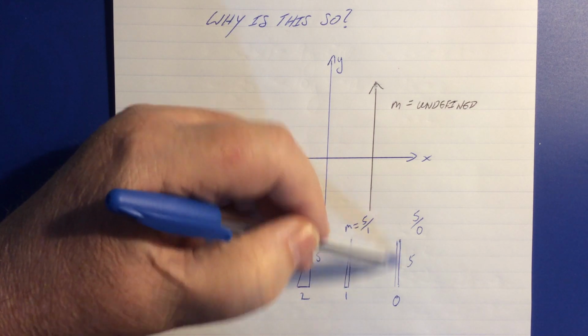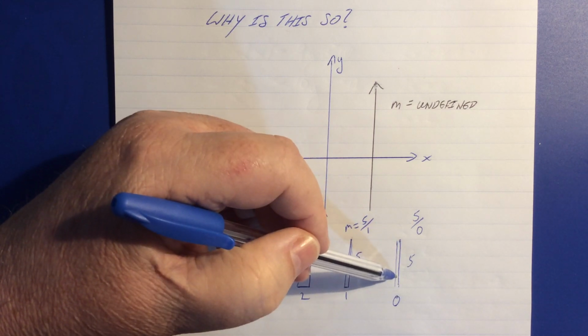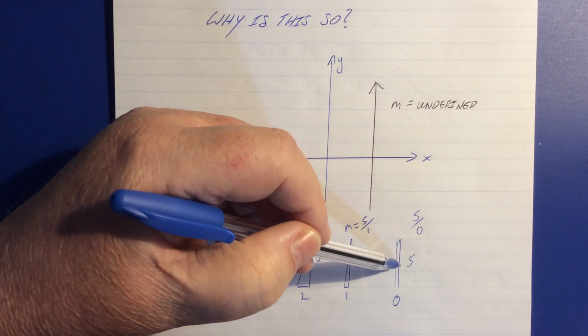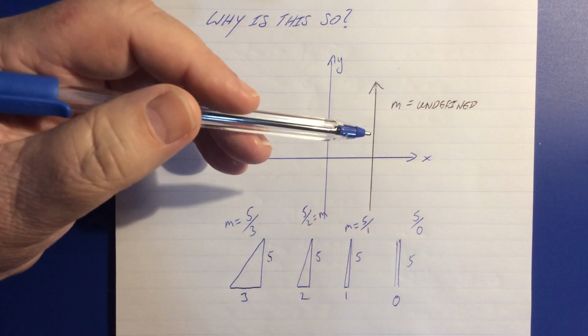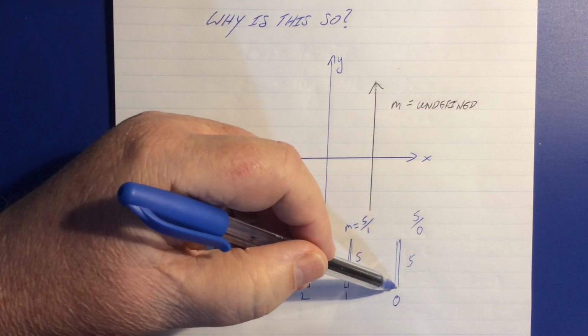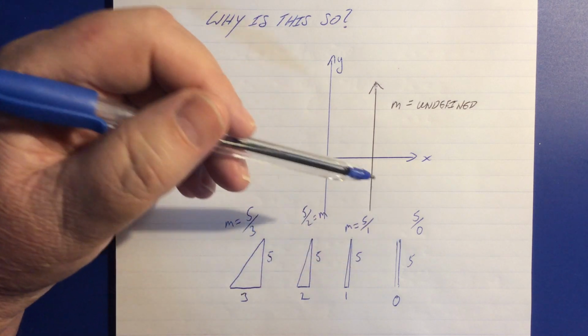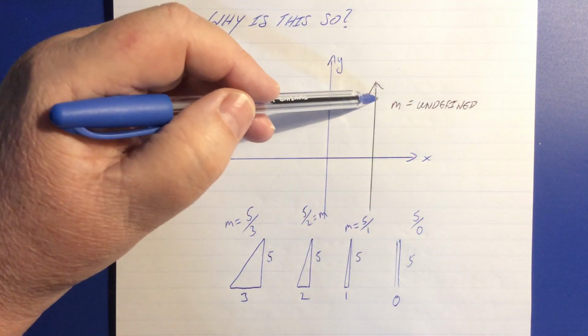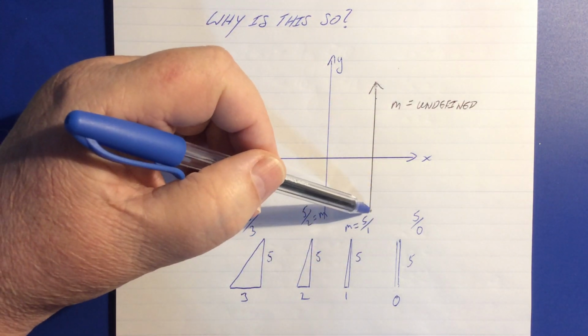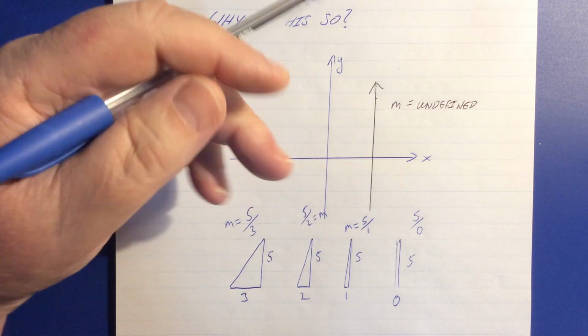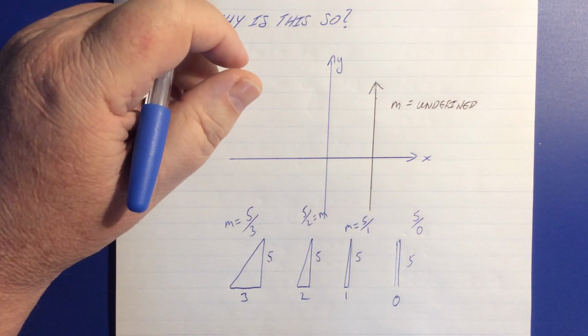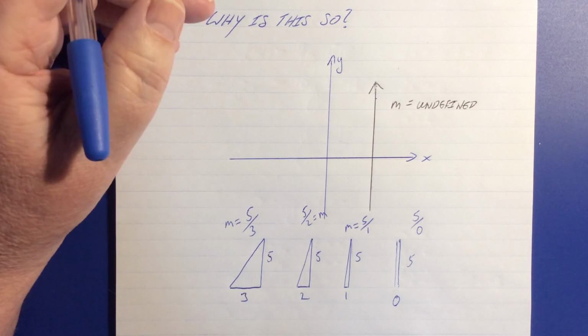This is simply a perpendicular line consisting of two lines, one on top of the other, and I've just drawn them separately here so that you can see them. The reason that we cannot calculate a gradient for this is because there is nothing here to divide by, and when you divide by nothing, your calculator doesn't like it.